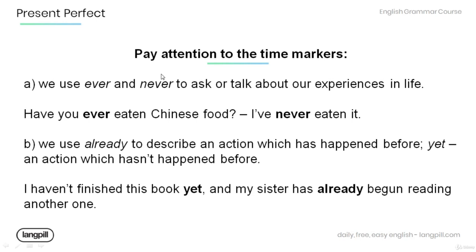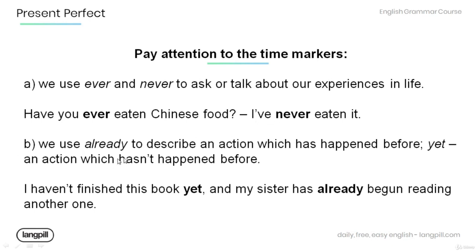Now make sure to pay attention to the time markers. Let's have a look at those time markers. A. We use ever and never to ask or talk about our experiences in life. For example, have you ever eaten Chinese food? I've never eaten it.